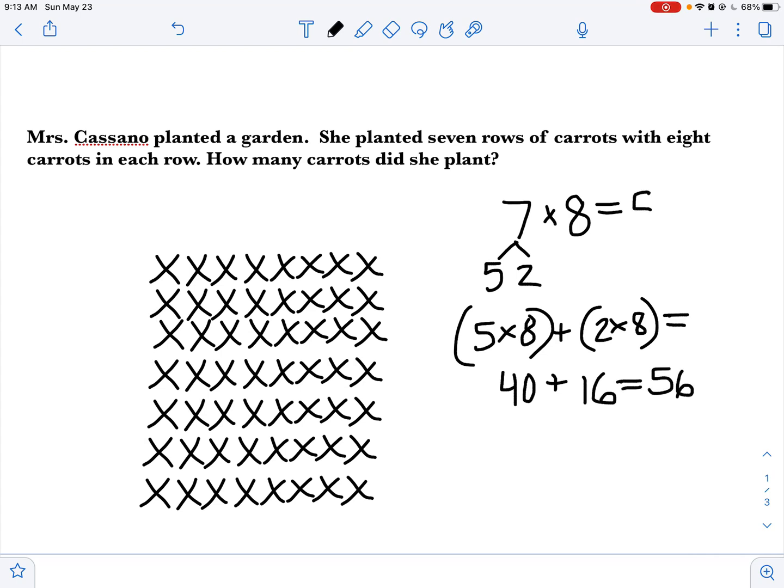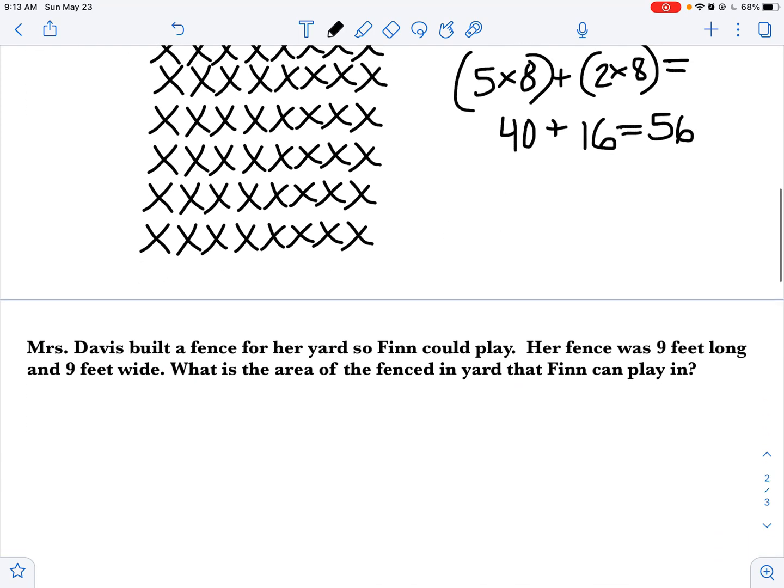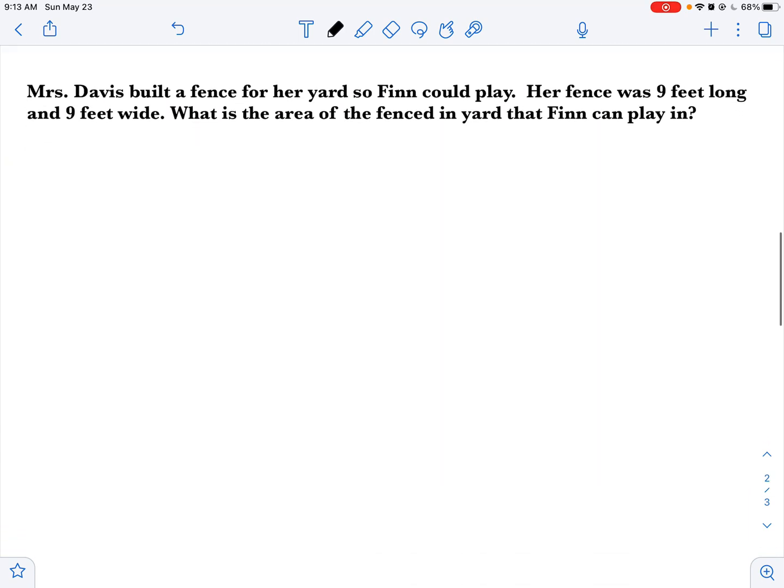And so therefore we know that the total number of carrots that she planted is 56. And we'd write our statement. Okay, so sometimes we have context where we're thinking about how many in each row and how many rows and how many total. The last context is talking about area.